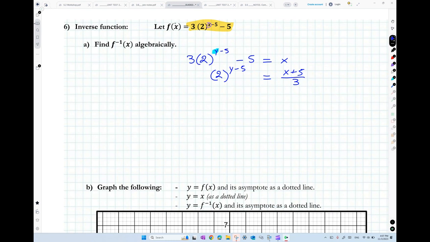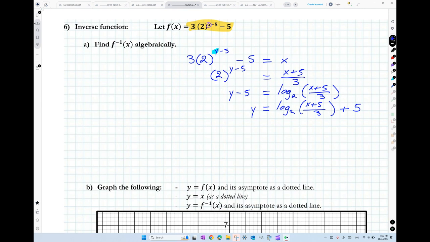And therefore, y minus 5, let me cross over the base 2. The inverse of base 2 is log 2. And finally, I'm going to cross over that subtraction of 5, and I'll have log 2 of x plus 5 over 3, plus 5.